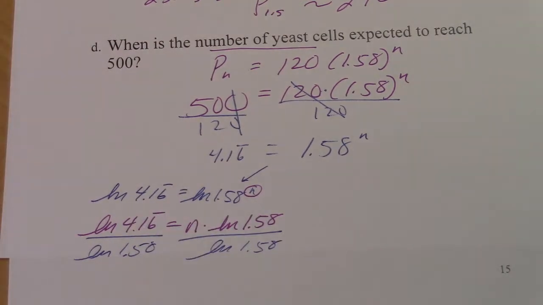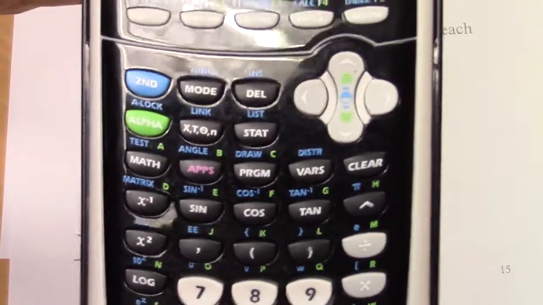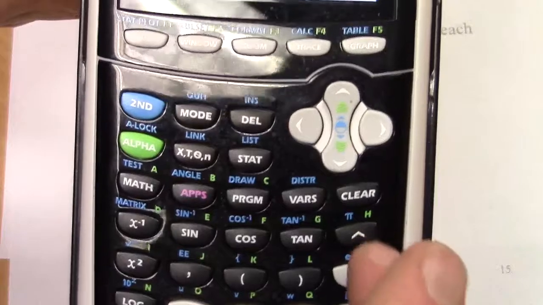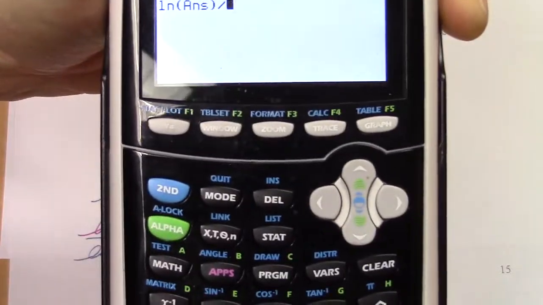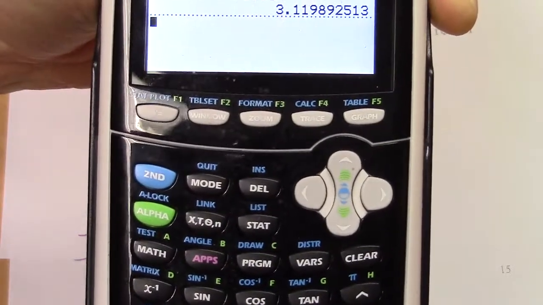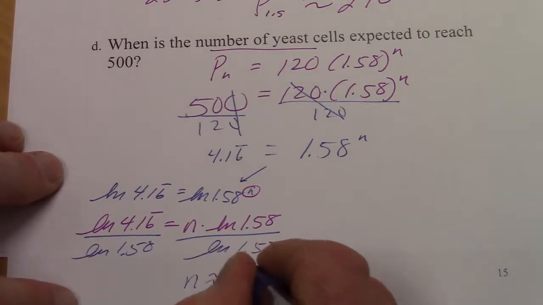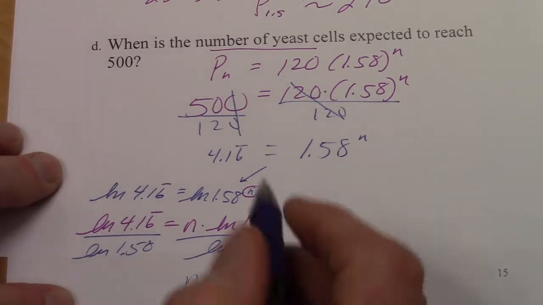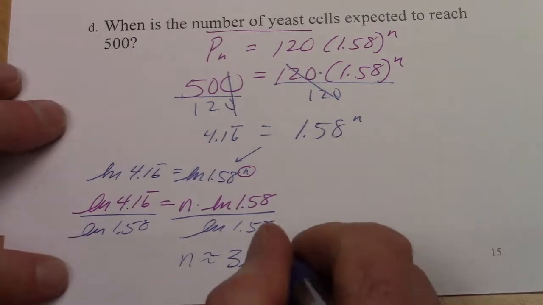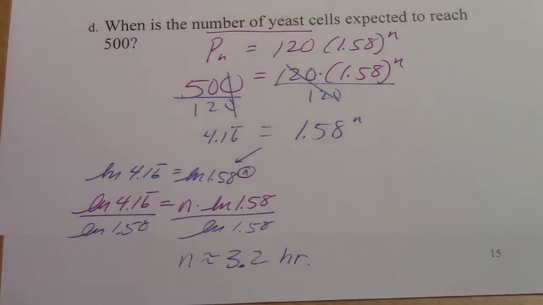So fortunately we already have the 4.16 in the calculator. So I'll take the natural log of, now I can go second answer, that's the 4.16 repeating, and I'm going to divide that by the natural log of 1.58. And that gives me 3.119. So I'm going to round that off to about 3.2. Now remember, this 58% was an hourly growth rate, so that's 3.2 hours. And that's what is expected of healthy beer yeast.